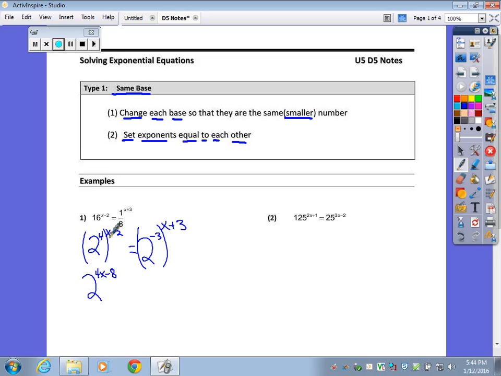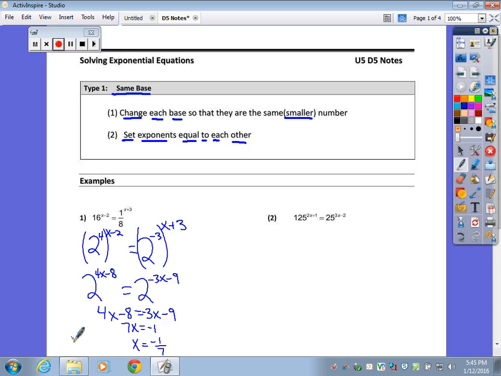Because it's power to another power, this is one of the rules of exponents, I multiply those two powers. Same on the right hand side. Okay, now I can set those exponents equal to each other. That's a -3. And then I can solve for x. And x comes out -1/7.